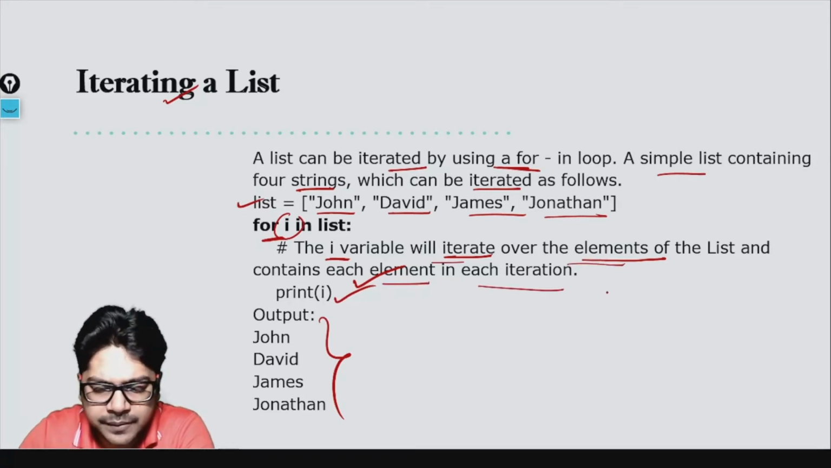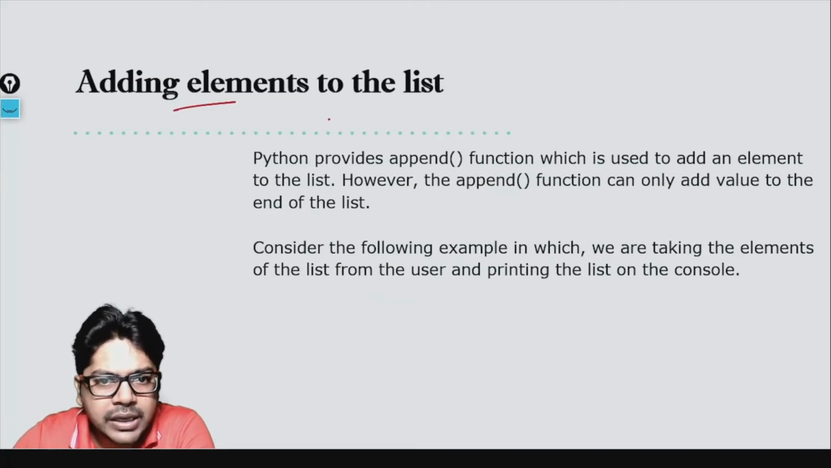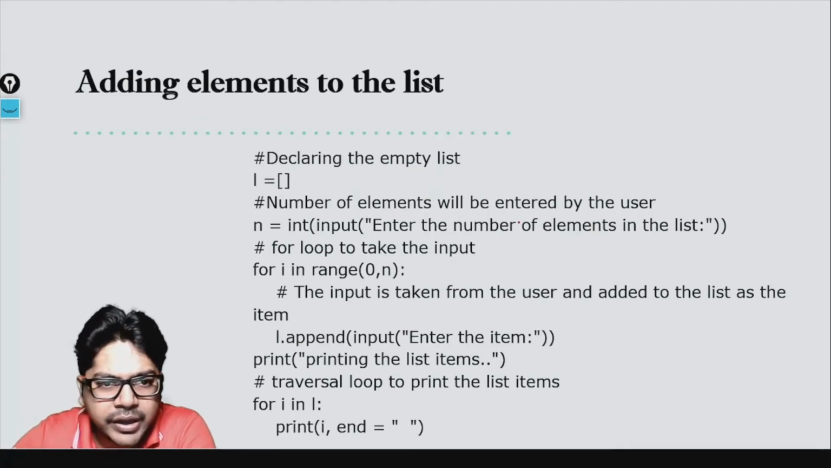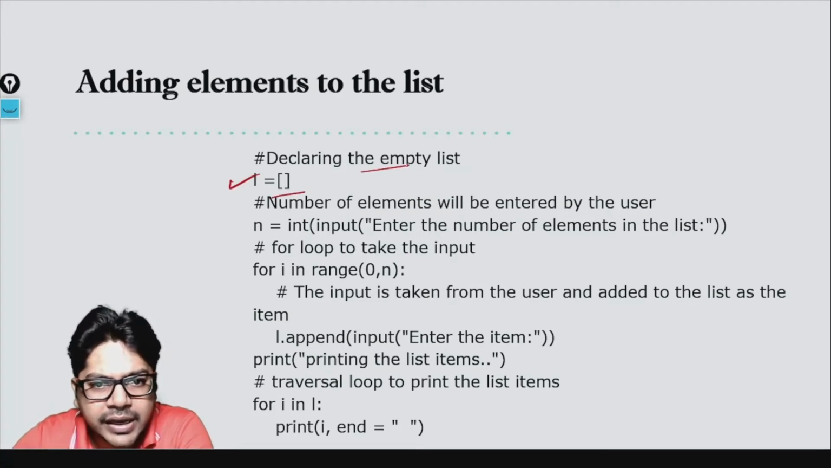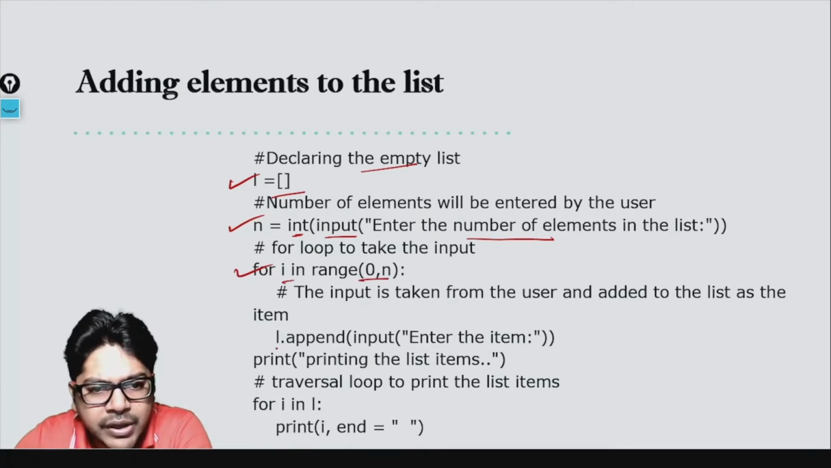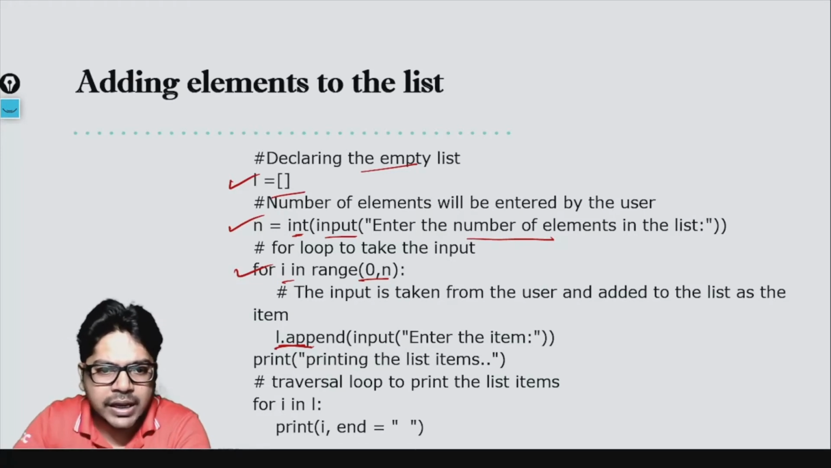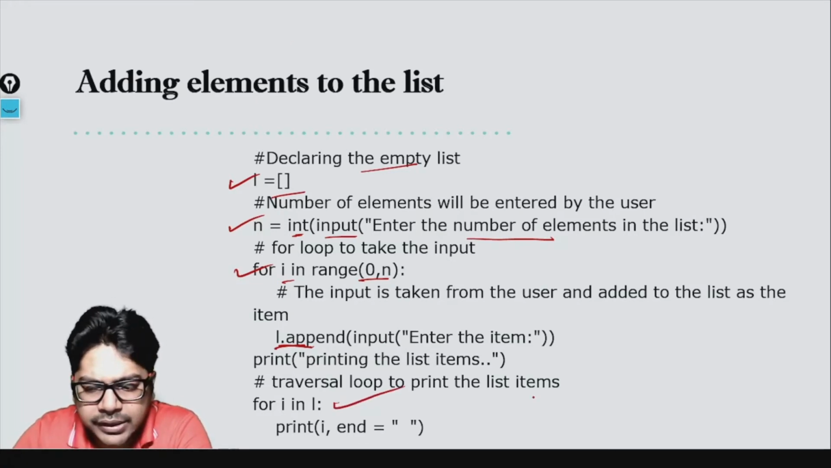Adding elements to the list: Python provides the append function, which is used to add an element to the list. We have already seen that. However, the append function can only add a value to the end of the list. So here you see we have an empty list, and then we are asking the user n is equal to int input, enter the number of elements in the list. Then for i in range 0 to n, we ask the user to add the element using the append function, so the elements get added one after another. And then we are printing the list using the for loop.